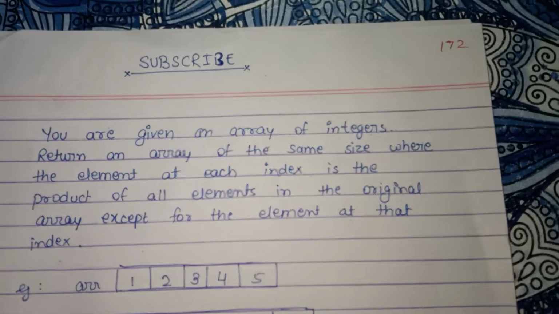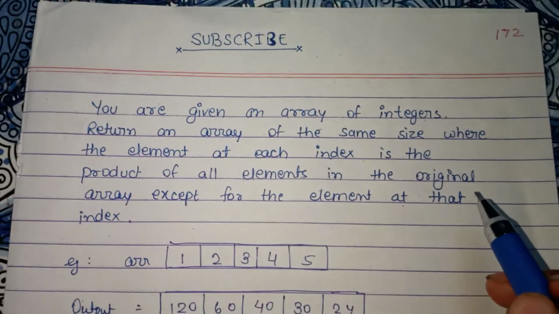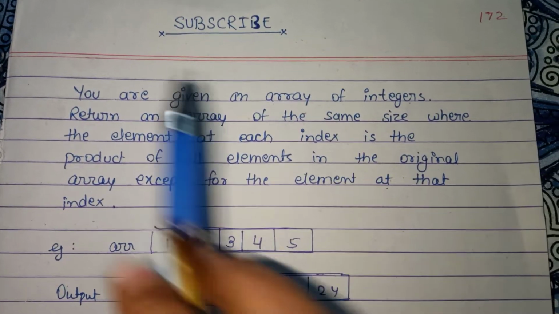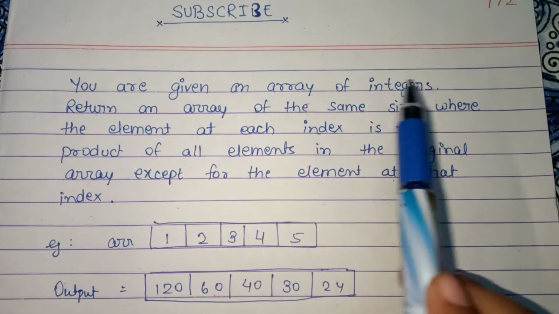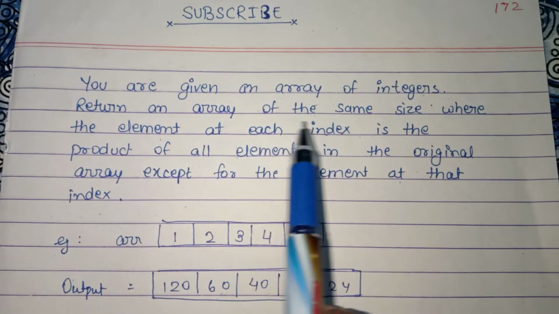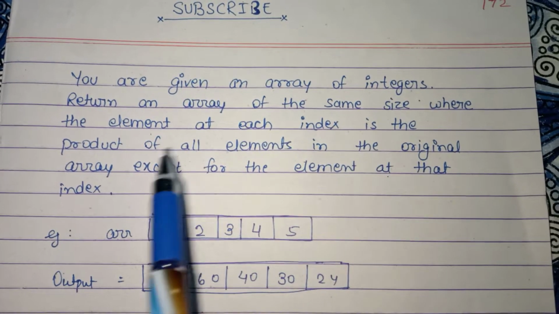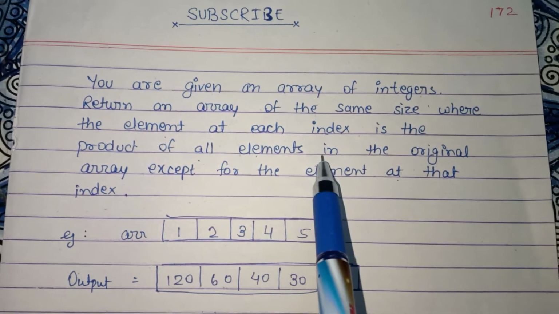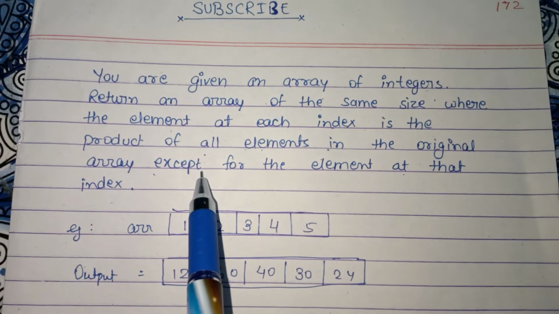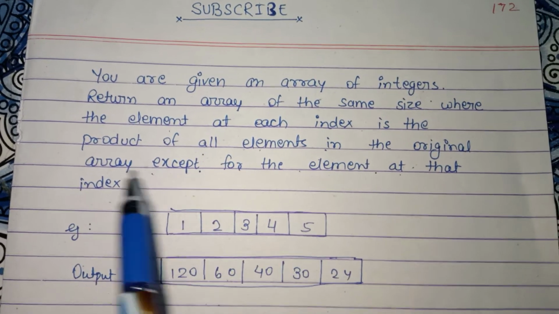Friend, in this video we are going to cover one more interview coding question. You are given an array of integers. Return an array of the same size where the element at each index is the product of all elements in the original array except for the element at that index.